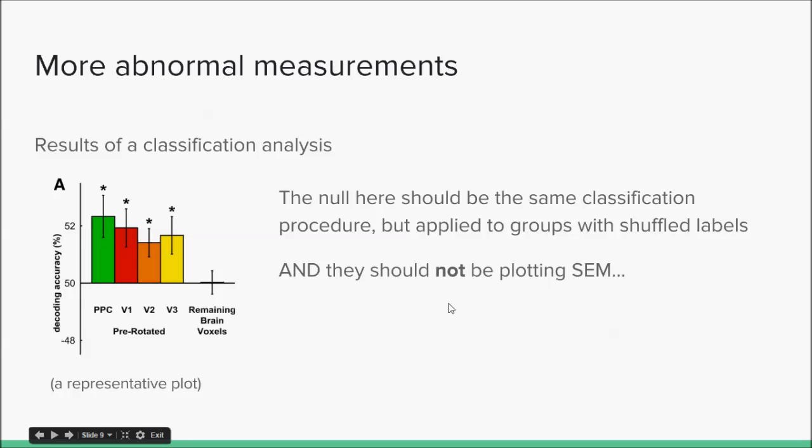All right, here's another example of a different non-normal measurement that often pops up in the literature. So for a lot of different fields now, classification has become very popular. So this is just an example, a representative plot from a paper I will not name, in which images were shown to subjects and they tried to determine whether the image was before a mental rotation task or after a mental rotation task. So those were the two things that this classifier was trying to decode.